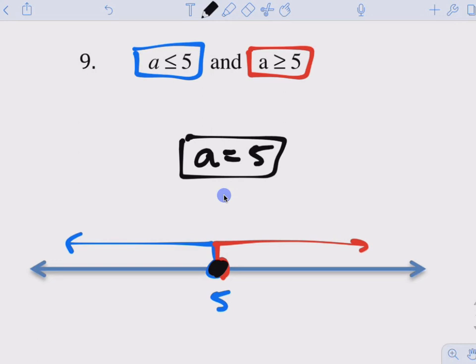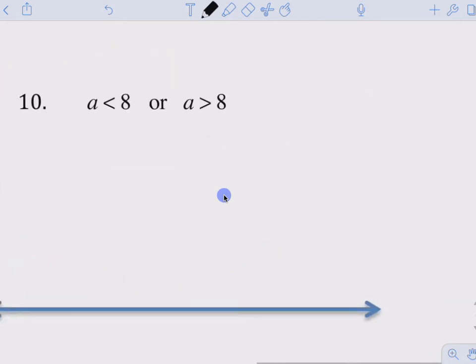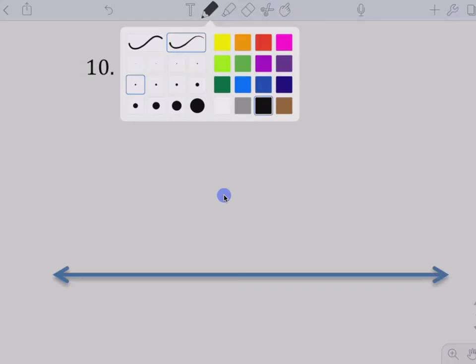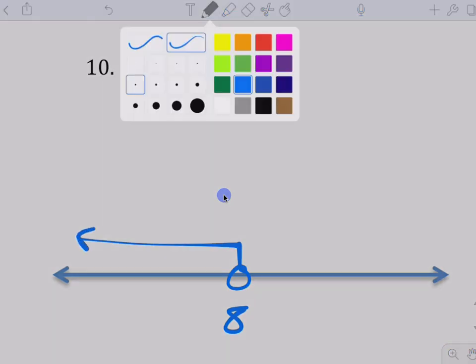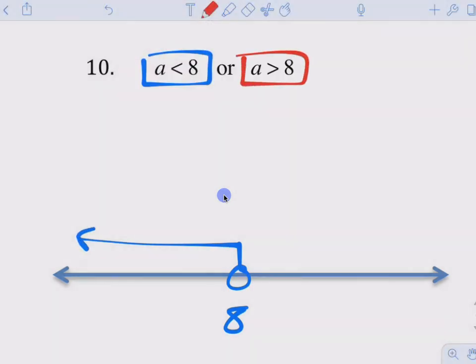Now note to self, if either of these had been maybe less than 5, or this had been strictly greater than 5, then there would not have been any numbers that they had in common. The one number they did have in common, they wouldn't have anymore. So if this were just less than, or if this were just greater than, then we'd have no solutions. Okay, here we go. All right, a is less than 8, or a is greater than 8. So, okay, you can see this is going to be another kind of weird one going on here. So a is less than 8, and a is greater than 8.